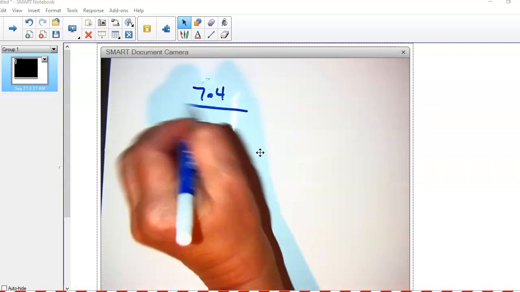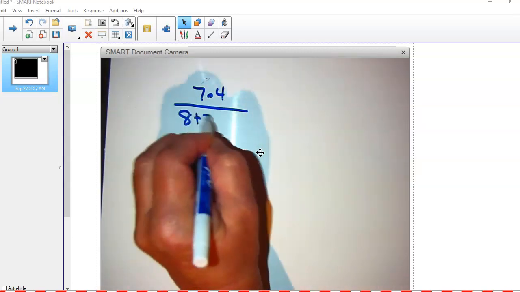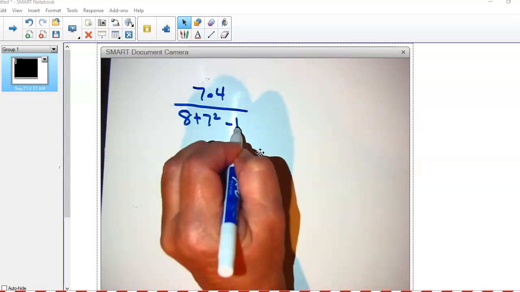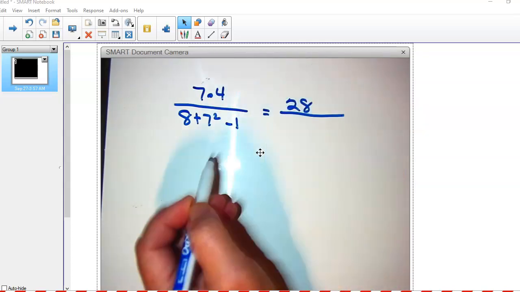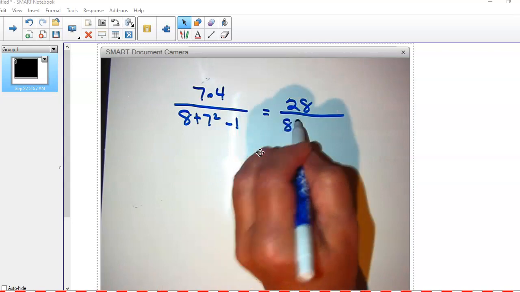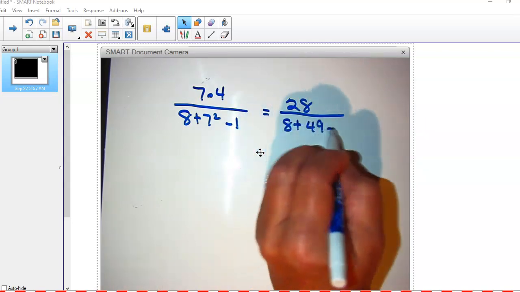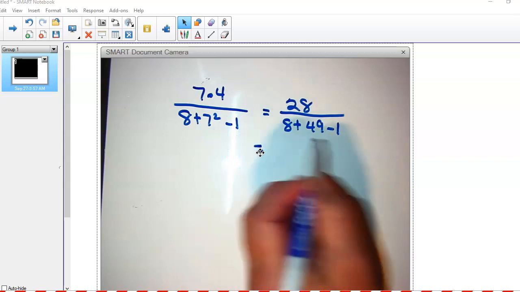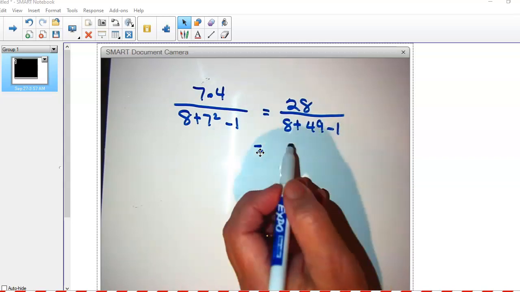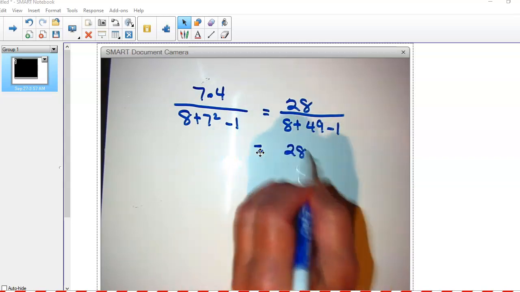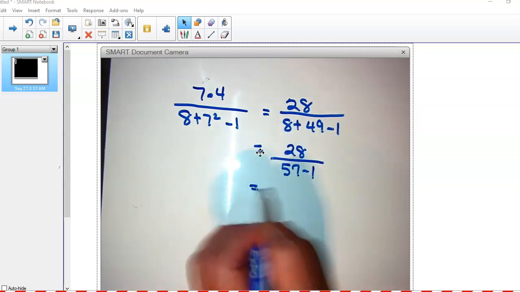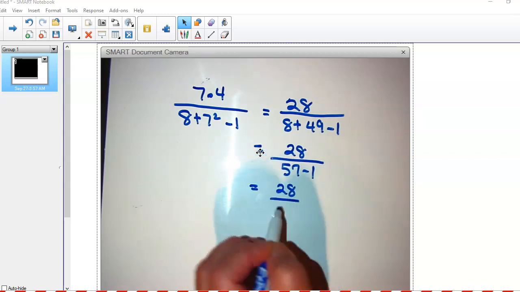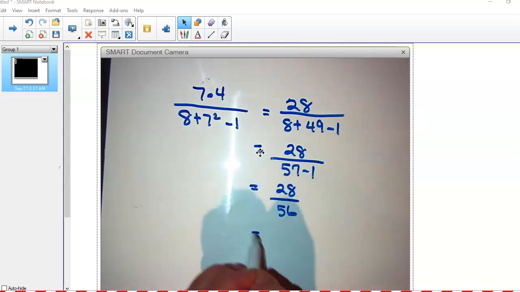Next problem. 7 times 4 divided by 8 plus 7 squared minus 1. So we can do the numerator. It's 28. And in the denominator, we have an exponent. Let's take care of that. And now in the denominator, we have addition and subtraction, so they're equivalent. So I'm going to work from left to right. And let's add those first two first. Could add them all together if we wanted to. And 28 over 56, and then we're going to reduce that to 1/2.